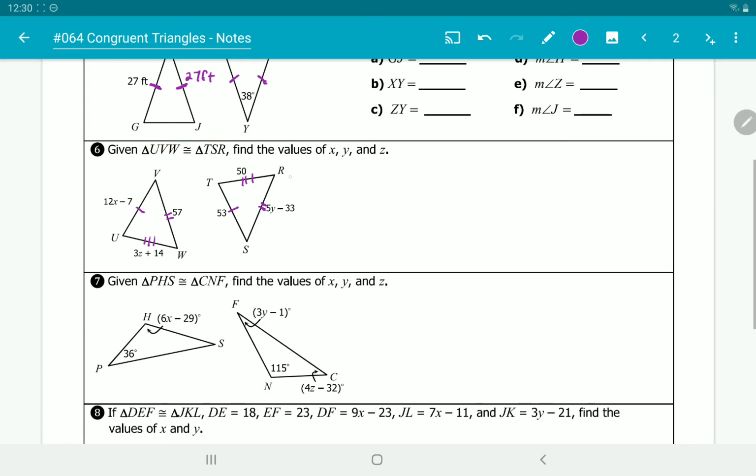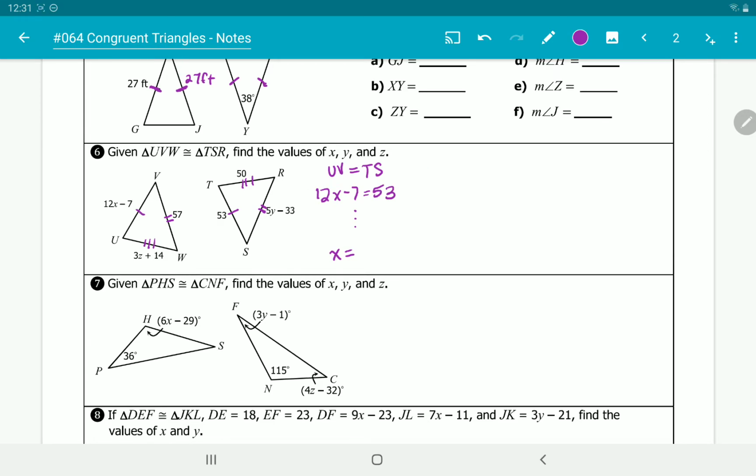So let's go ahead and look. We've got this UV, and that's going to be equal, it's got 1 tick mark, to this TS. UV is this 12x minus 7. TS is 53. From there, you just have to go down and solve for x. So you'd add 7 and divide by 12. Easy. Doing the next one, we can look at VW. It has 2 tick marks, so it's going to be the same as this RS on the other side. VW says right here on the picture is 57 long. It doesn't say any units, but it's 57.